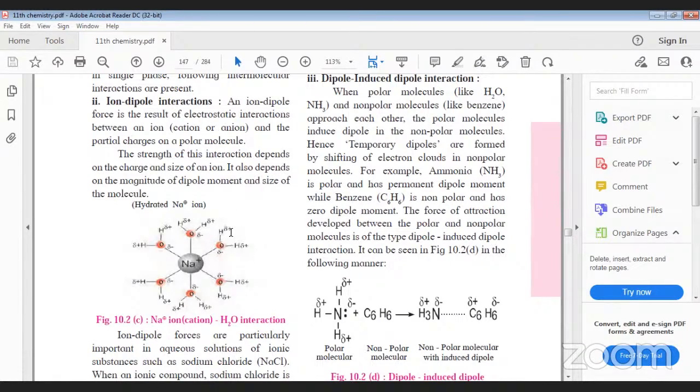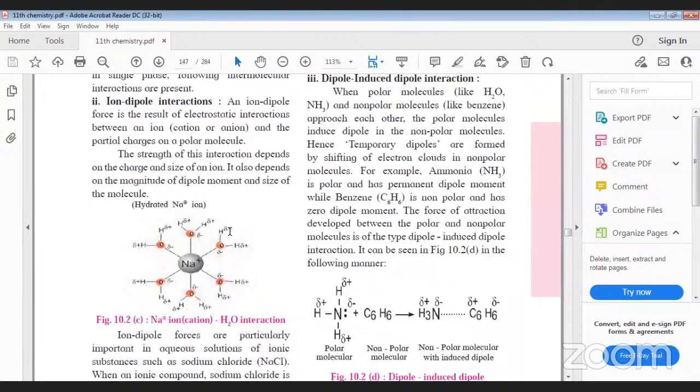So keep it in mind. It is very easy. So in an exam, if a question comes, explain ion dipole interaction, what do you have to write? An ion dipole force is a result of electrostatic interaction between an ion. In brackets, you have to write it may be a cation or it may be an anion. So between a cation or anion with a polar molecule.